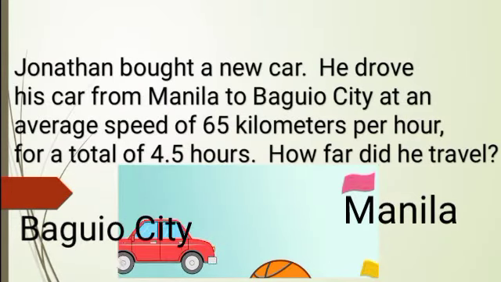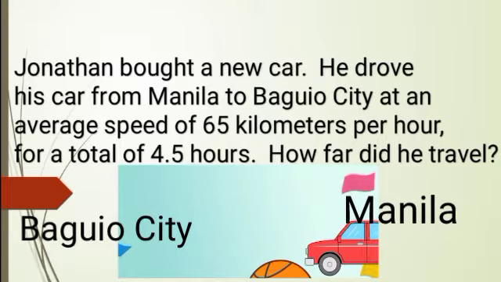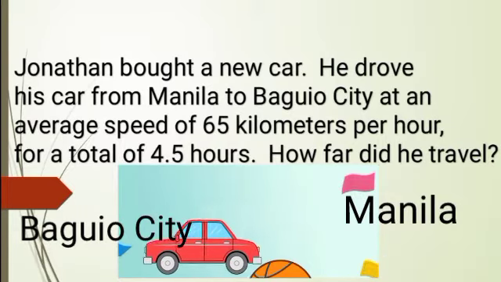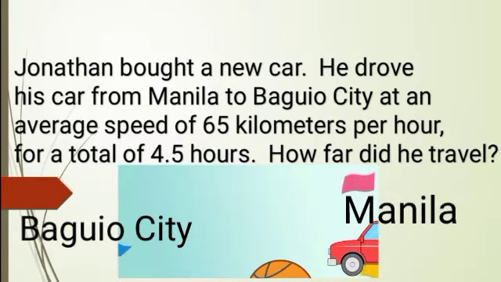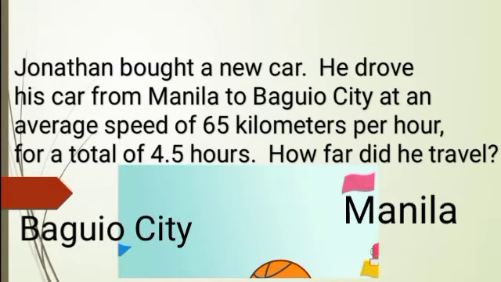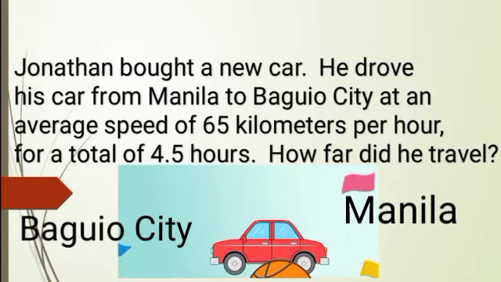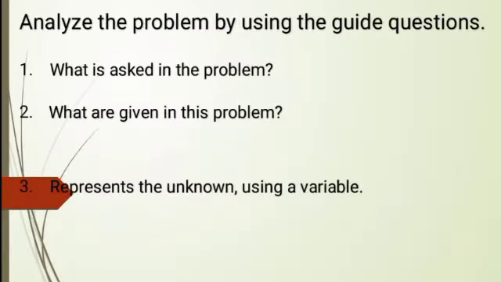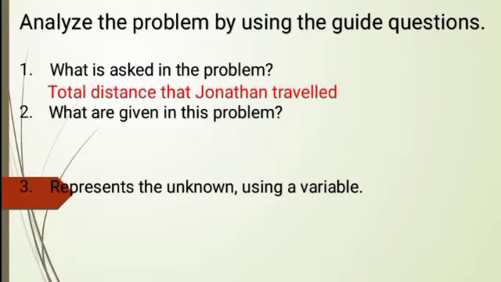Jonathan bought a new car. He drove his car from Manila to Baguio City at an average speed of 65 kilometers per hour for a total of 4.5 hours. How far did he travel? Now let us analyze the problem by using the guide questions. Question number 1. What is asked in the problem? We have the total distance that Jonathan traveled.